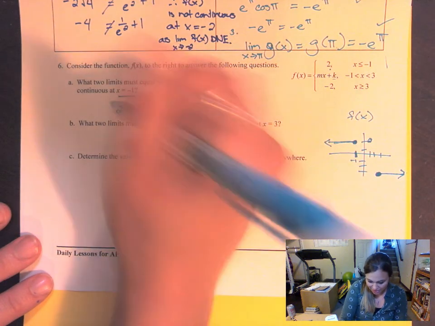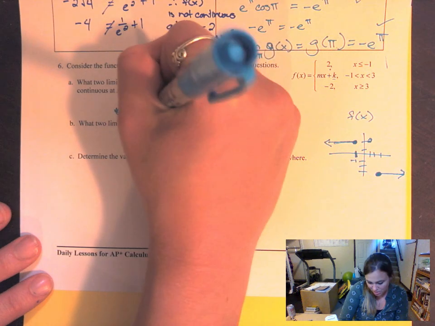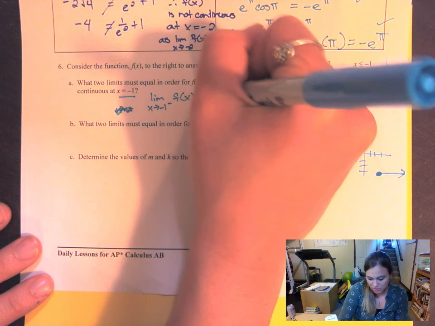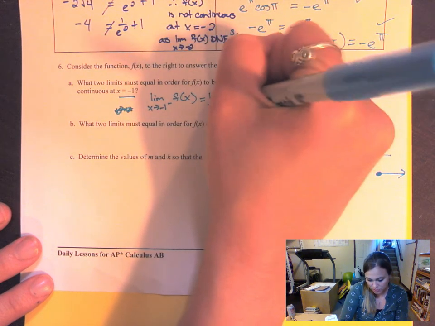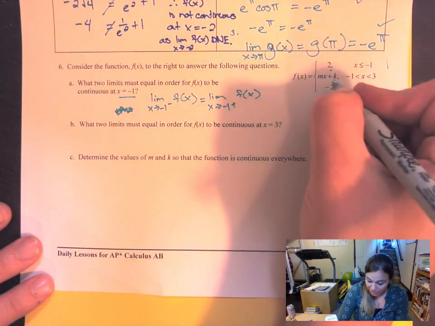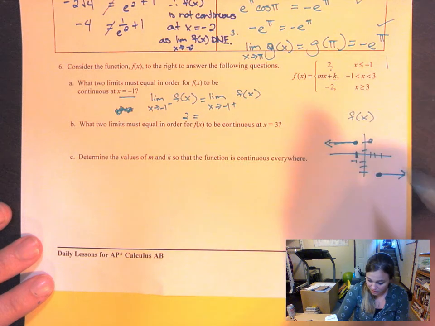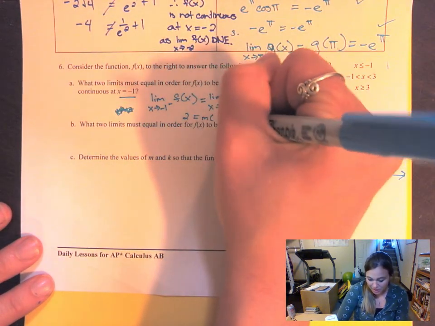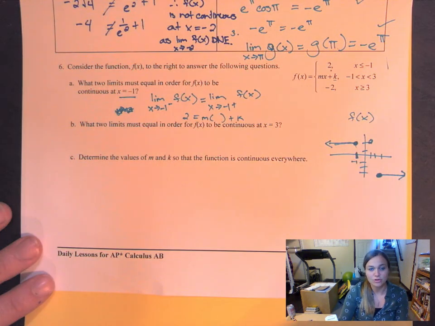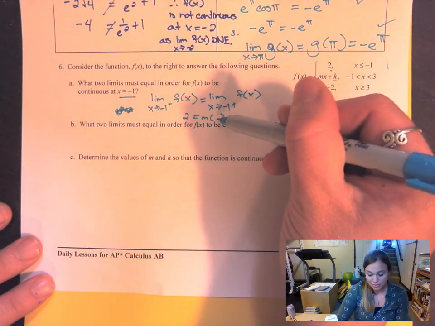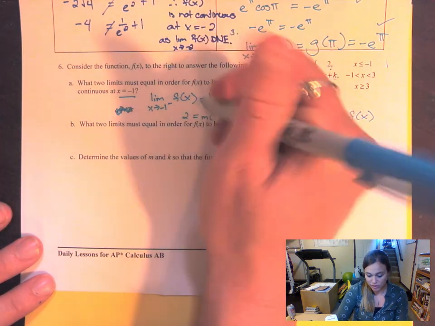Okay, so instead of writing it like this, I'm going to write it as the limit as x approaches negative 1 from the left must equal the limit as x approaches negative 1 from the right of f of x. And what that would be is 2 from the left, right here, and then whatever's connecting, so the mx plus k. But remember what you have to do when you're evaluating a limit: you substitute in your x value first. So x is negative 1, I'm going to put a negative 1 in here.